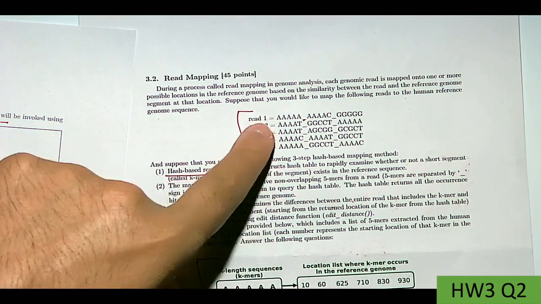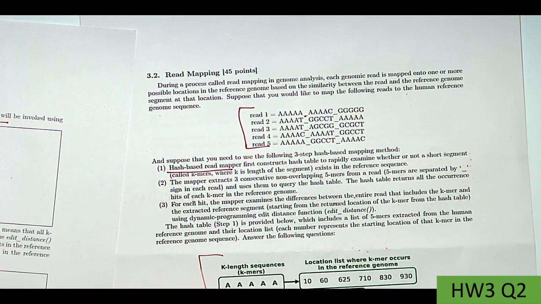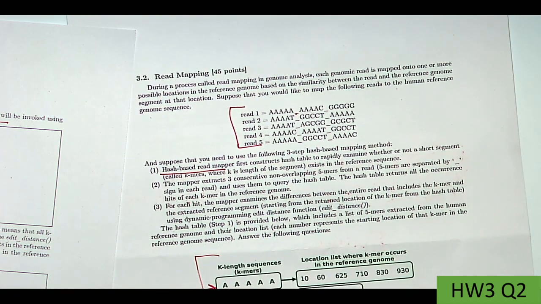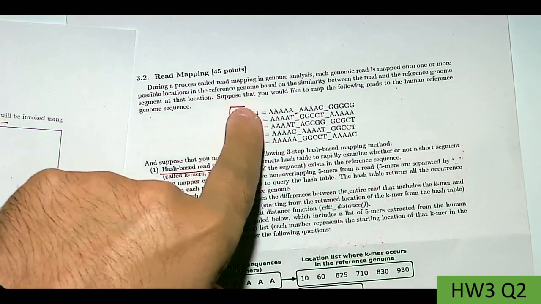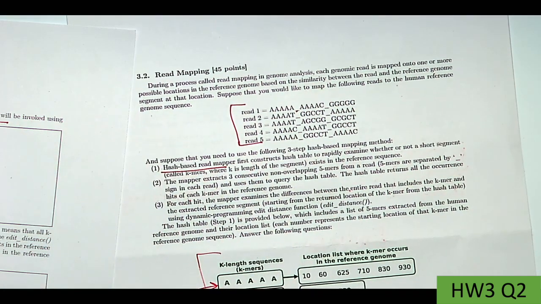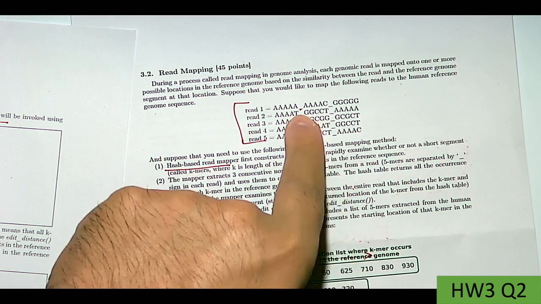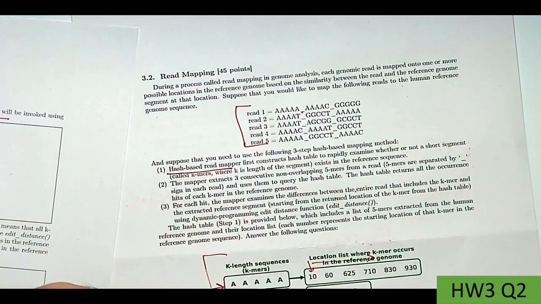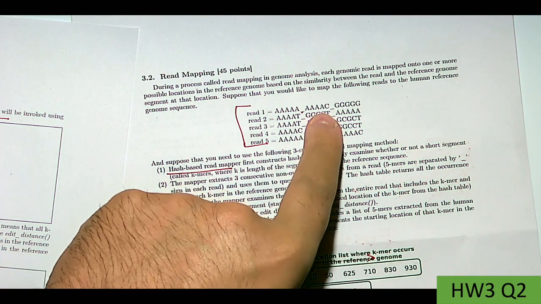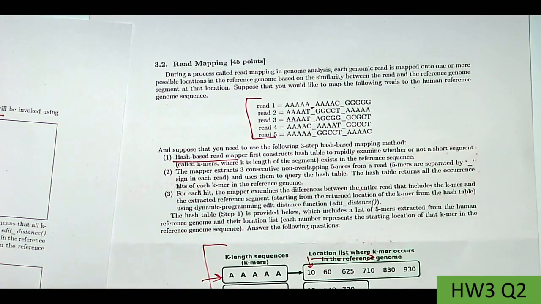So we pick the first k-mer, which is 5 A's, which is here. How many locations? We have 6 locations. So at each location, we are going to check one by one the edit distance between this read and the reference genome at this location, starting from 10 all the way to the same length of this, which is 15. So we start from 10 to the position 25, sorry. And we do the same thing with the other locations. So we pick from the reference at this location, and we compare it with the read for edit distance.